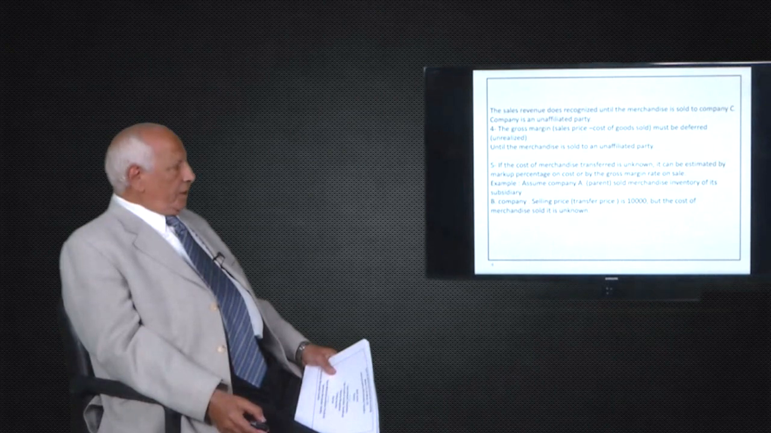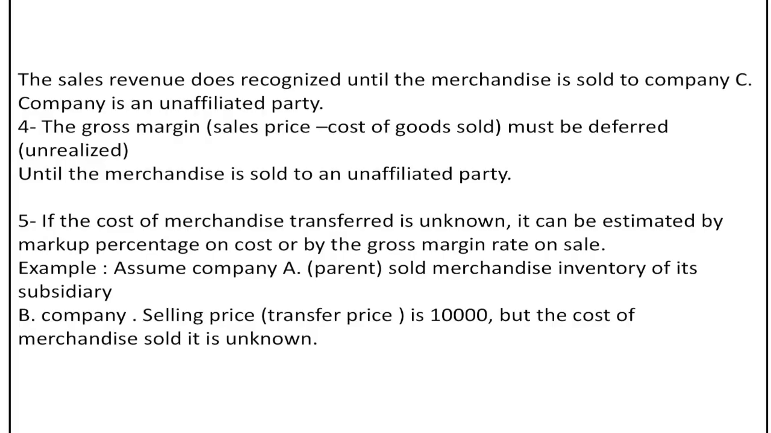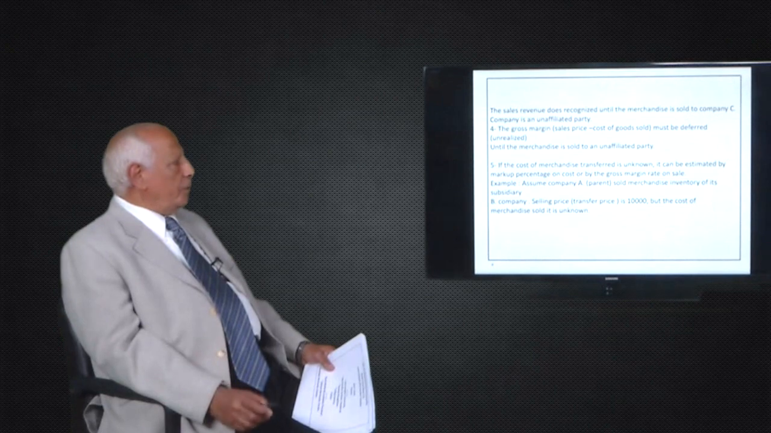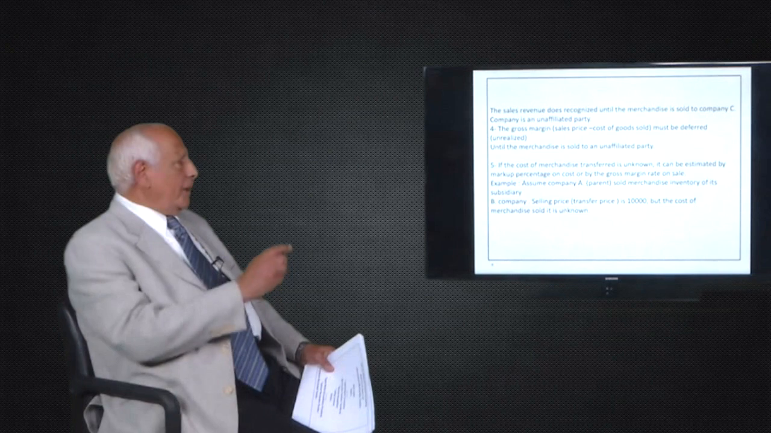The sales revenues are not recognized until the merchandise is sold to company C. Company C is unaffiliated. That's very important. What about the gross margin? Gross margin means sales revenues minus cost of goods sold. This one must be deferred. Deferred means unrealized until the merchandise is sold to unaffiliated parties. The same as the other one.